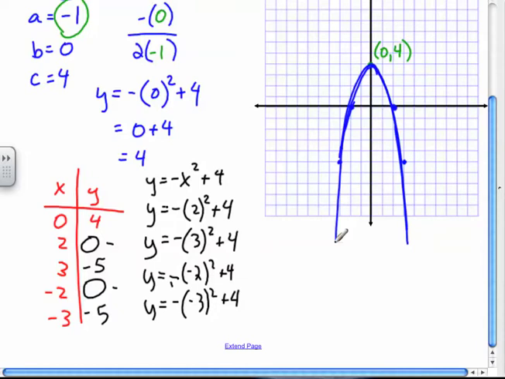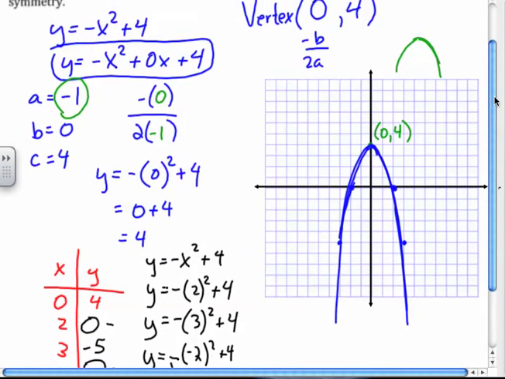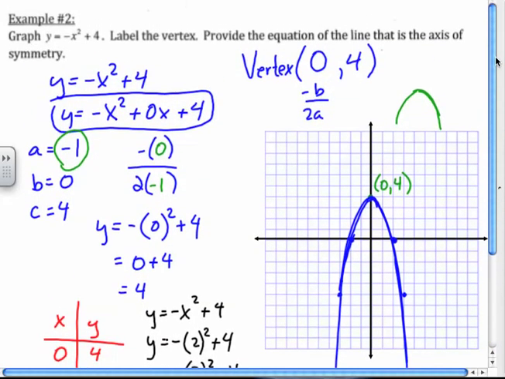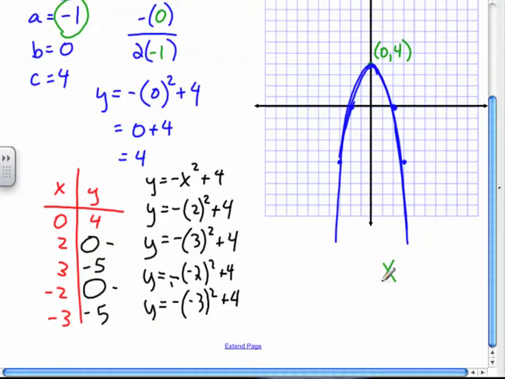Alright, so there's our parabola. Wait a minute. I have labeled the vertex. I graphed it. I labeled the vertex. I need an axis of symmetry here. Well, for this one, the axis of symmetry is that line going straight down the center. And in this case, it's x equals 0. And that line, that equation, the x is always the same as the x coordinate of the vertex because the vertex has got to be in the middle. It's symmetrical. All right, that line of symmetry is right here.